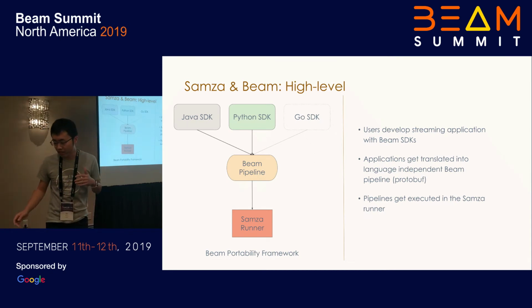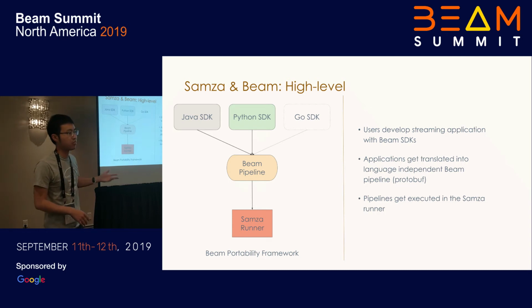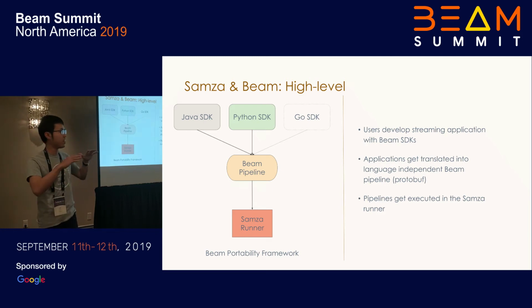From a very high level, as you probably know from attending different portability talks already, but just from the Samza runner's perspective, the way the portable runner works is that users compose pipelines using different kinds of language SDKs. They can use the Java SDK, Python SDK. Once these SDKs compose a pipeline, it gets translated into a language-independent pipeline written in Protocol Buffers. That is the runner API that many of you may already know about. And this Beam pipeline eventually gets submitted and executed in the Samza runner. So that's just a high-level idea of how portability works.